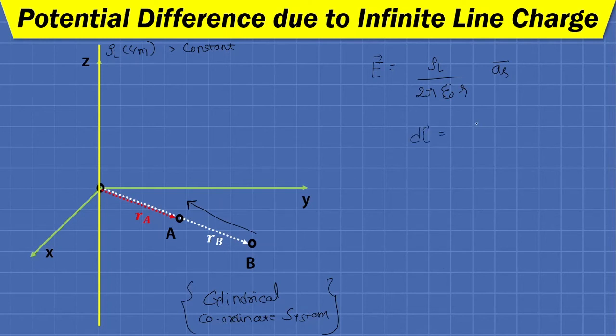Here dL can be written as, so as you can see, both the points are in the same direction of radius. Fine, so for this case we can write dr aR bar. This distance is our dr. And VAB can now be calculated. Minus stands for we are doing work in opposite to the direction of the field.